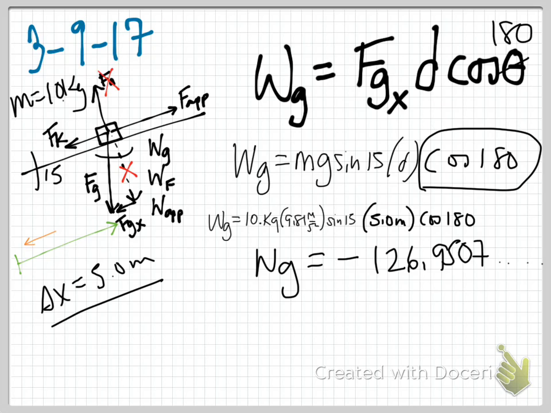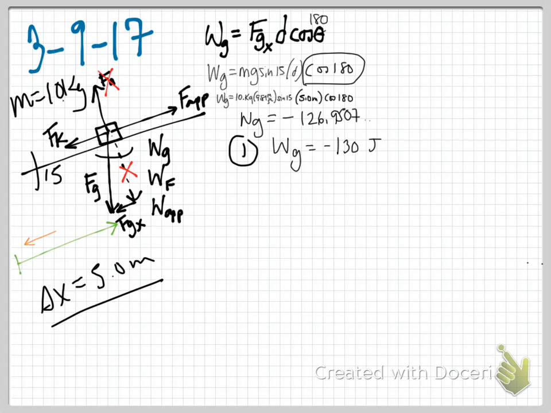Okay, so the work done by gravity then is negative, and if I gave myself two sig figs here, work done by gravity would be negative 130 joules. Okay? So we figured out that first part, the work done by gravity. What about the work done by friction? Because there's also work done by friction, which is also basically retarding the motion of the object. It's acting in opposition to the direction that the object is moving.